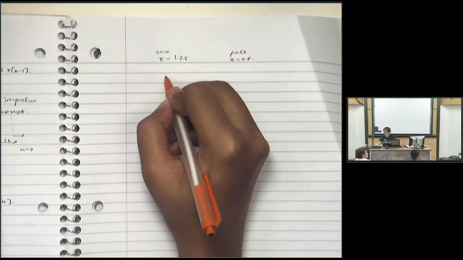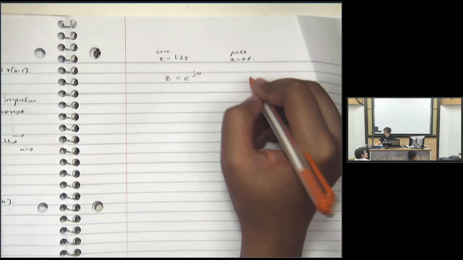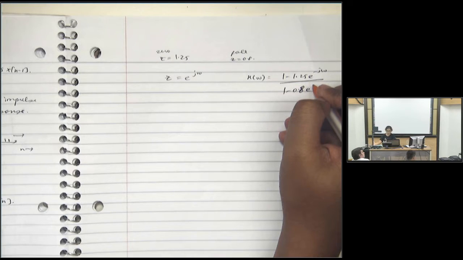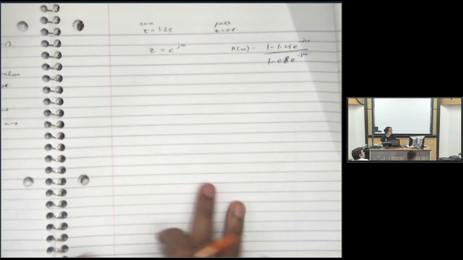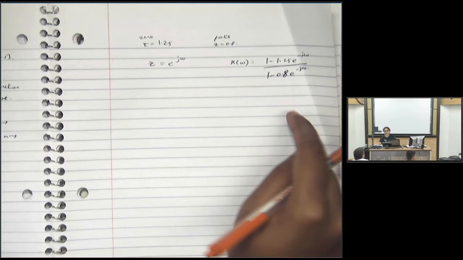Substitute z equals e raised to power j omega. Correct? So my frequency response is now 1 minus 1.25 e raised to minus j omega over 1 minus 0.8 e raised to power minus j omega. If you have gotten z greater than 1, that is not the ROC, and then we can't make the substitution. Then we'll have to take the Fourier transform.